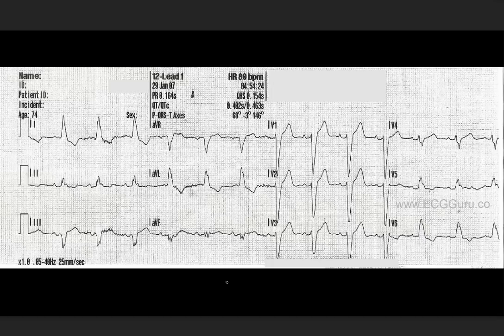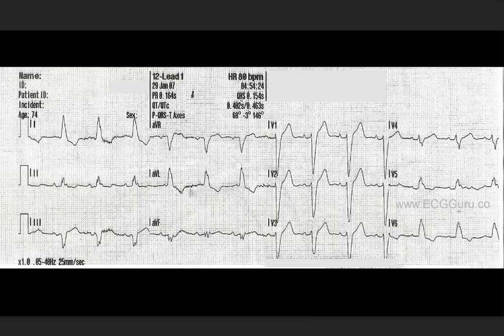Good news is your machine's actually pretty good at recognizing left bundle branch block, and often up in the diagnostic area of the ECG, which I've removed here, it will say left bundle branch block and get it right. But don't count on that all the time. Always be able to read it yourself so you can be sure. Okay, so how do we recognize left bundle branch block?